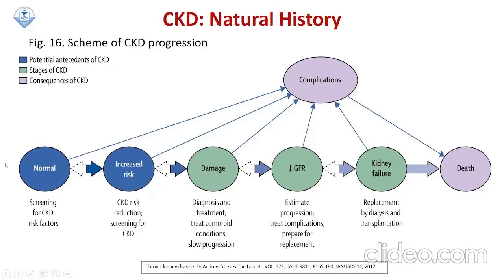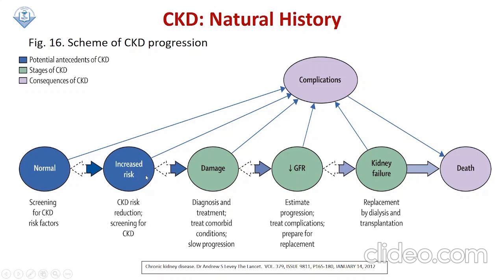Natural history of chronic kidney disease, its progression if we do nothing. How does it progress? First category, the patient is normal and at this moment has no abnormalities or problems, and we can do only screening for risk factors. We can detect that a patient is at increased risk, but at this moment has no problem or abnormalities. What we can do as doctors here is reduce risk factors and make regular screening.